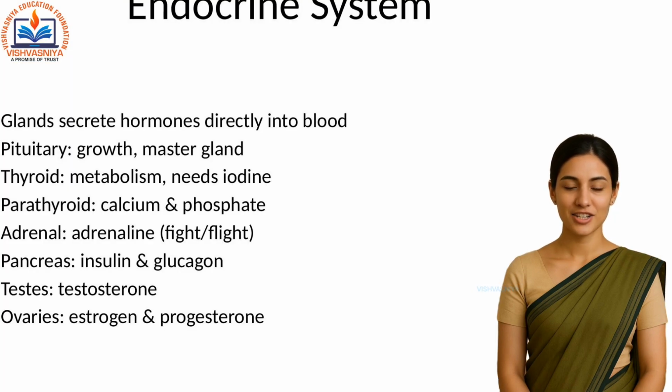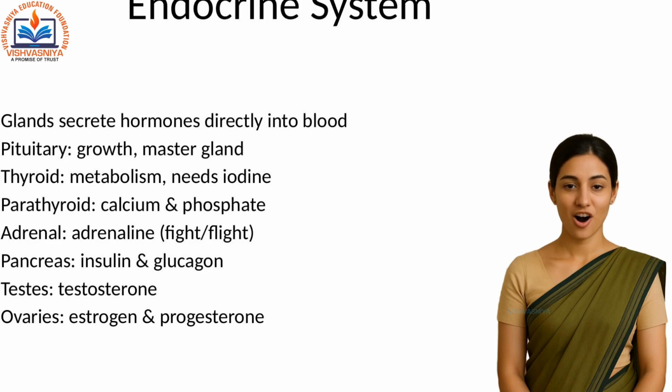Endocrine glands release hormones directly into blood. Pituitary, master gland, controls growth and other glands. Disorders: dwarfism, gigantism. Thyroid, thyroxine, controls metabolism, needs iodine. Deficiency: goiter, cretinism. Parathyroid, calcium and phosphate balance.